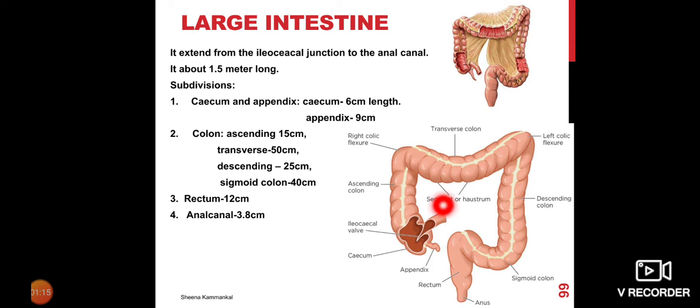The ileocecal junction is, this is the cecum, this is the ileum. The small intestine has the duodenum, jejunum and ileum. The ileum finally joins with the cecum. So this is the ileocecal junction. From there it starts and it ends at the anal canal.